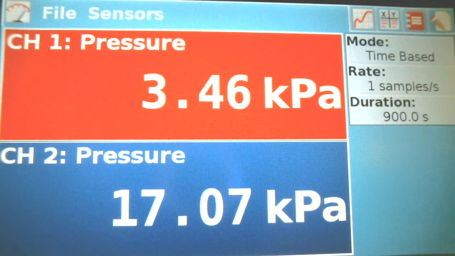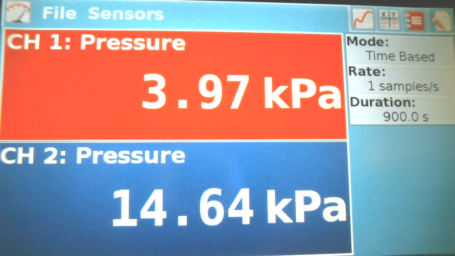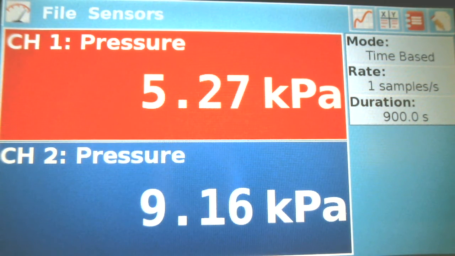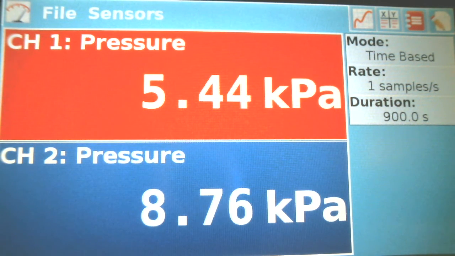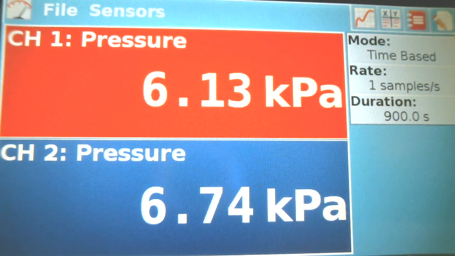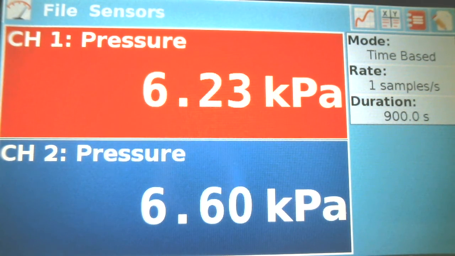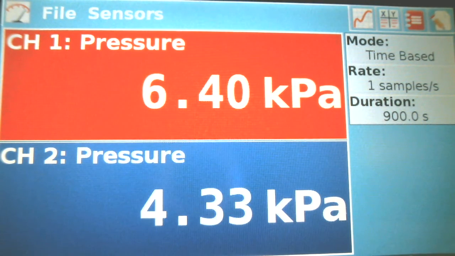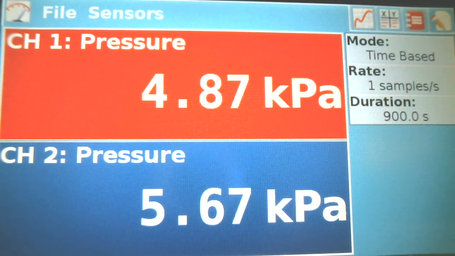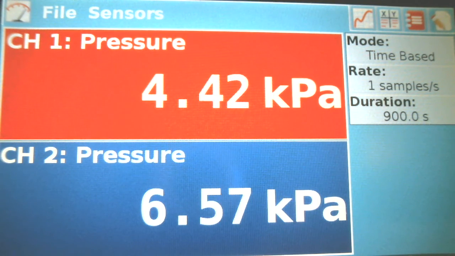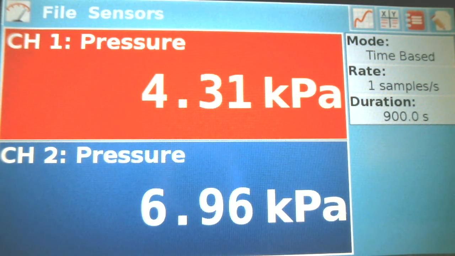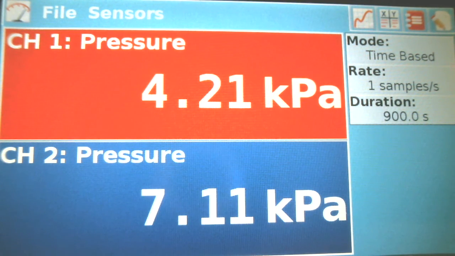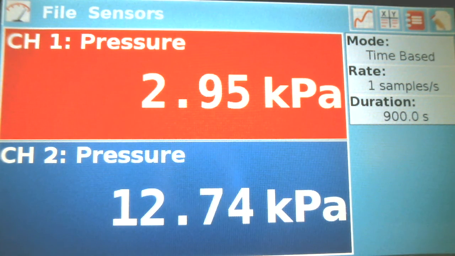Okay, here we go. I've decreased the height difference, and the difference between the two is decreasing. For a second there, I had the other one higher. Put it back down further, and the pressure difference is increasing.